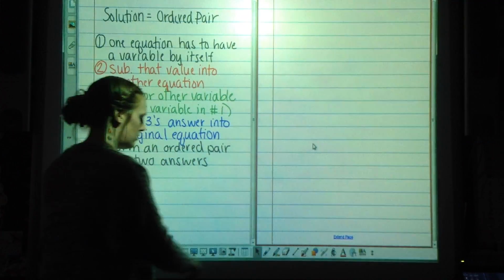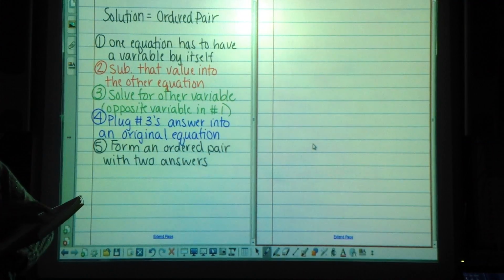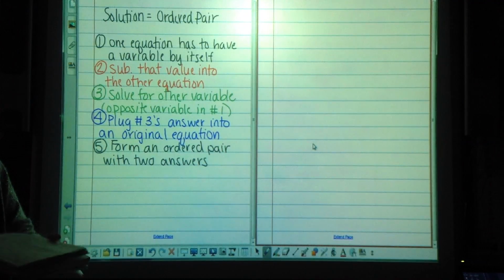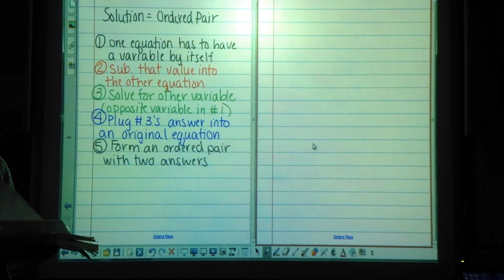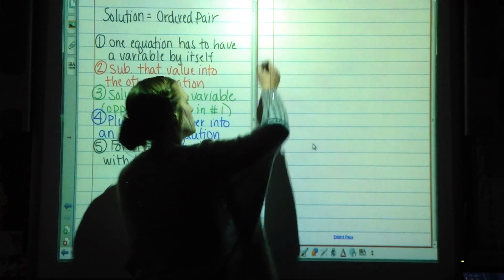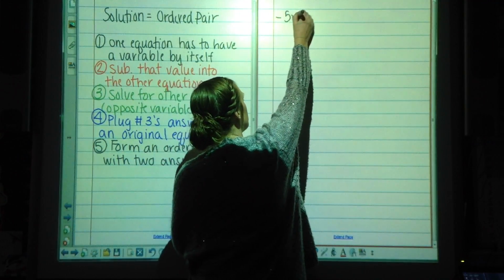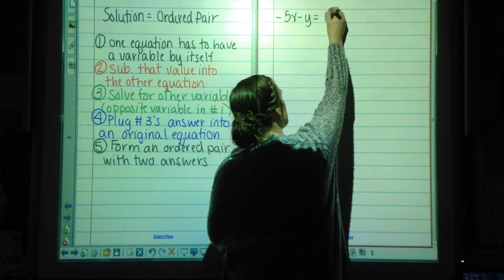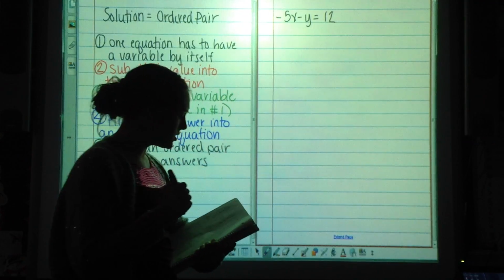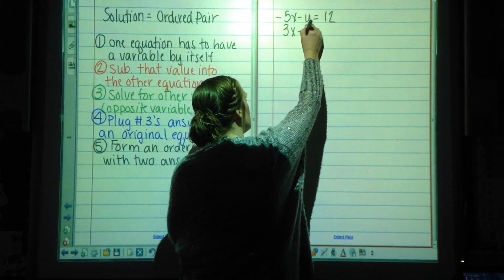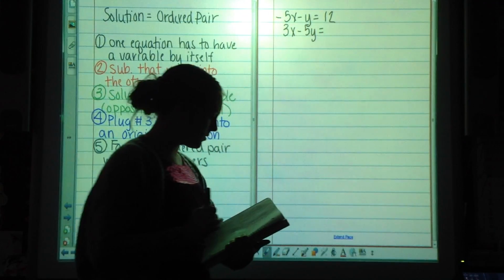We are going to try a little bit harder problems now. Here are our two equations. Negative 5x minus y equals 12. And the other equation is 3x minus 5y equals 4.